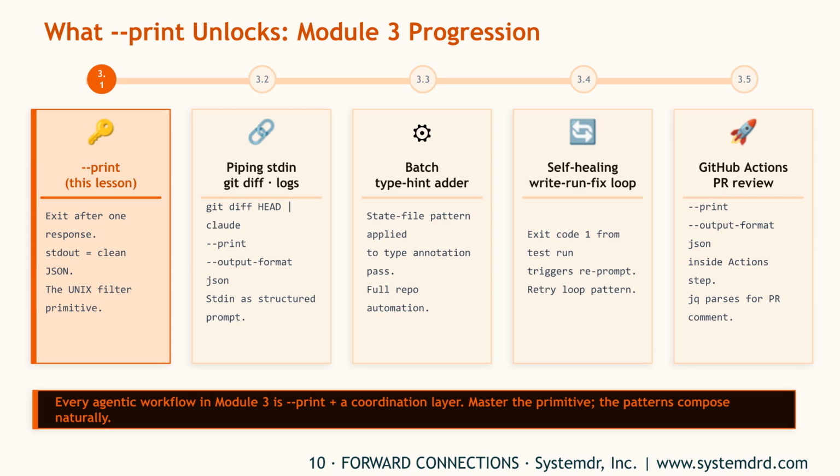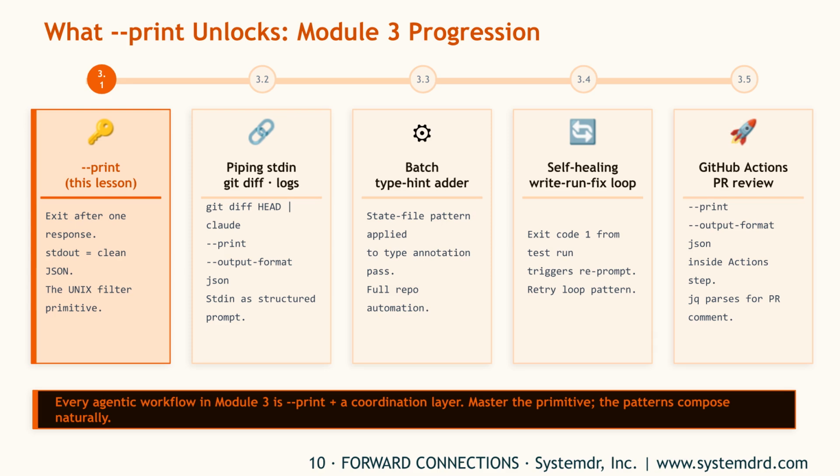Lesson 3.4, the self-healing write-run fix loop. Claude writes code, you run it, the test failure's stderr becomes the next --print prompt. The exit code from the test runner becomes Claude's feedback signal. That's where agentic starts to mean something concrete.